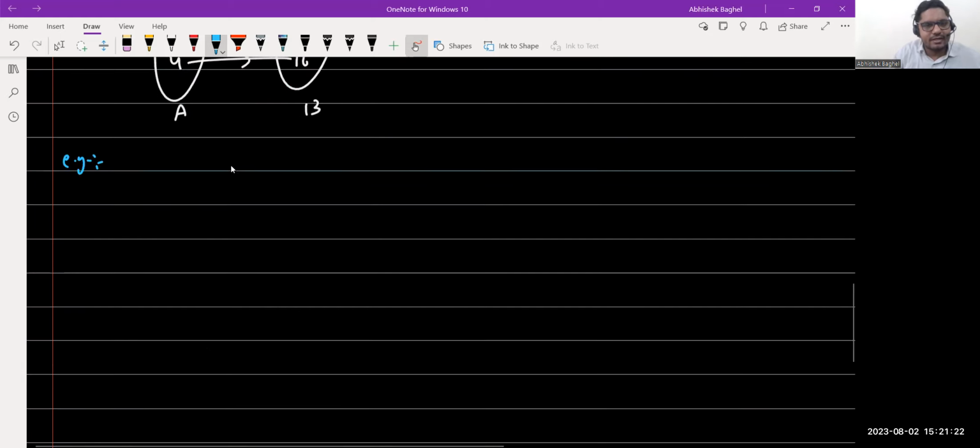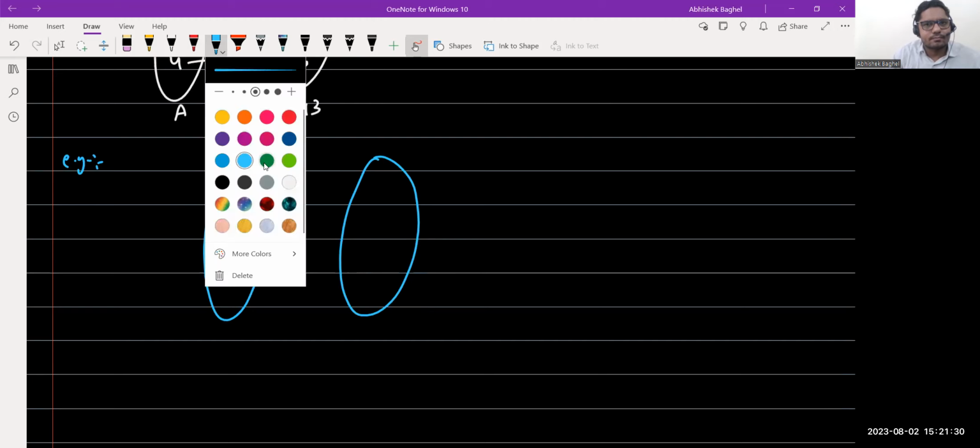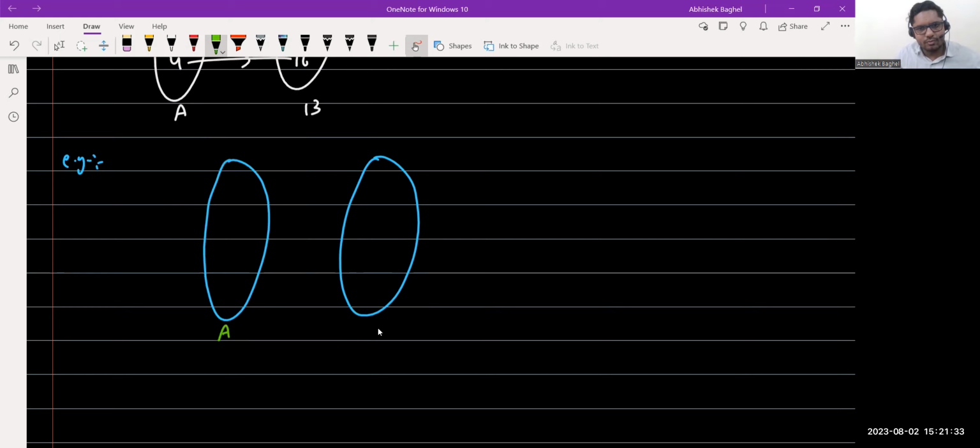Let's say we have a function defined from set A to set B. Here we have -1, 1, and 1, 2, 3, 4. -1 and 1 get related with 1, and -2 and 2 get related with 4. So here all the elements of set A get related with exactly one element of set B. So it is a function, right?